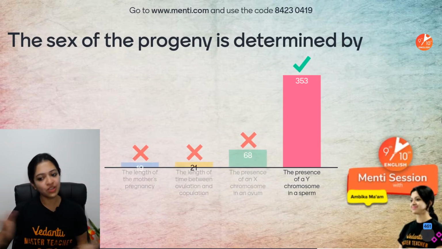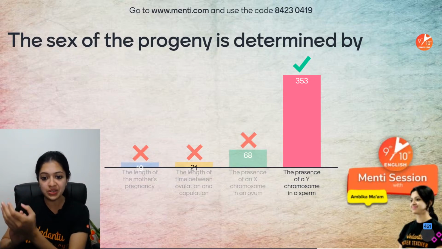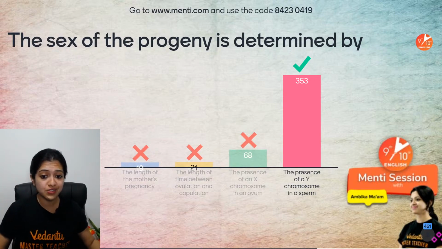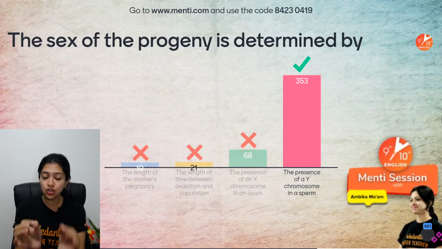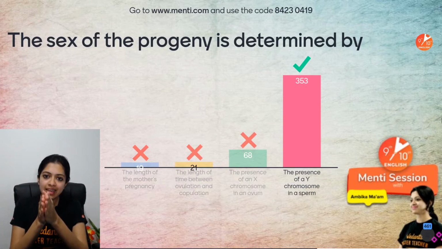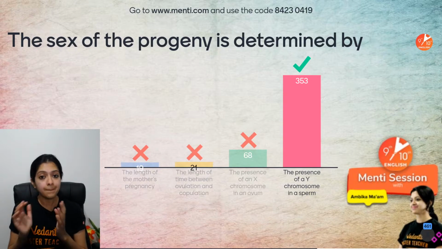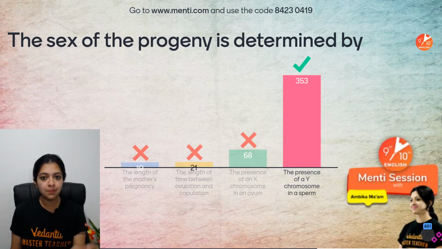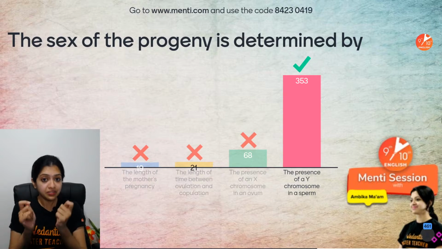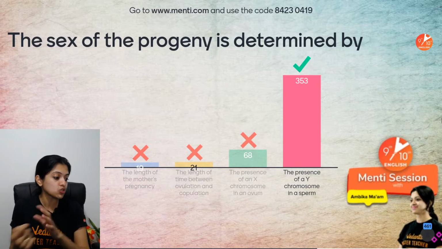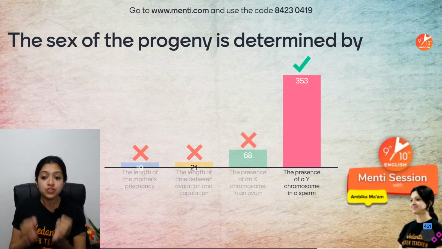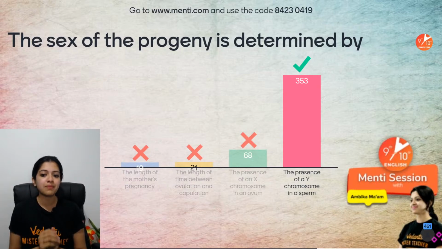Okay, and good job. This is very, very good. Children, it's not the presence of an X chromosome in an ovum, because the egg, by default, contains only the X chromosome. But the difference between a male zygote and a female zygote comes from the fact that the sperm that fertilized the ovum contained either a Y chromosome or an X chromosome respectively. So obviously it's option D that makes complete sense.